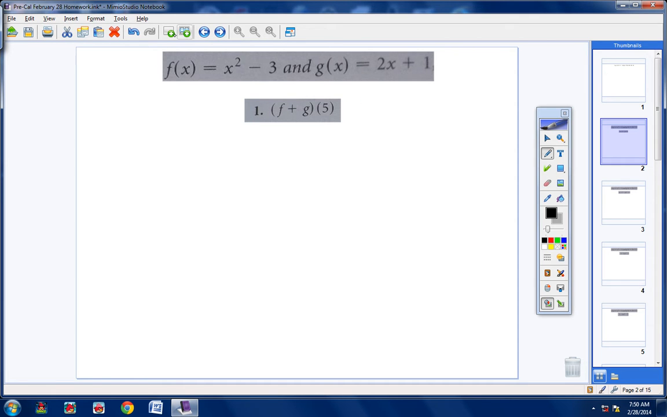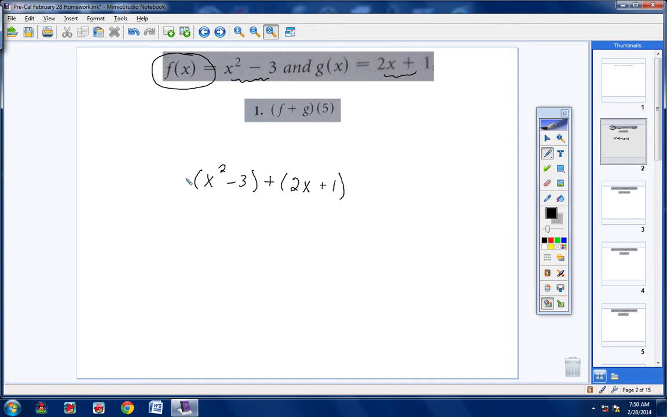Notice on number 1 they've given us an f function, they've given us a g function, and they want us to find f plus g of 5. So what we're going to do is we're going to add our two functions together. Now our f function is x squared minus 3. Do you see that right here? And we're going to add to that our g function, which is 2x plus 1.